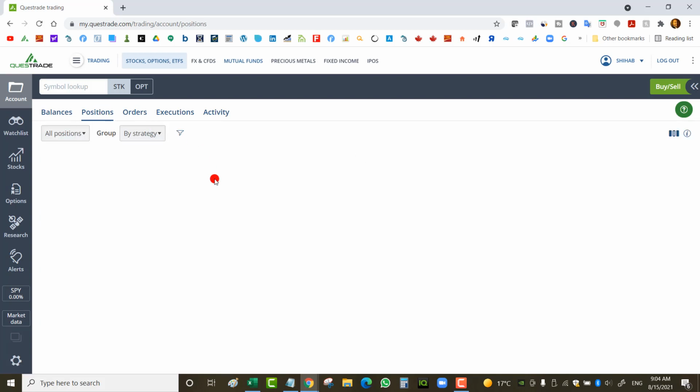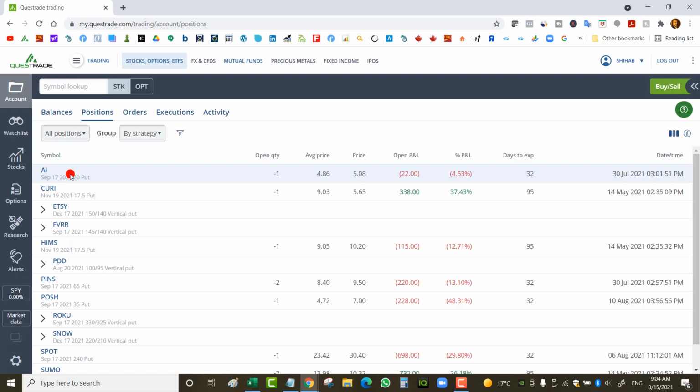So if I go to positions, the first trade that I have here is a naked put on AI expiring September 17. So this is a 50 strike. As you can see here, it says average price 486, but this is actually a roll trade. So 486 is not exactly the total credit that I received.